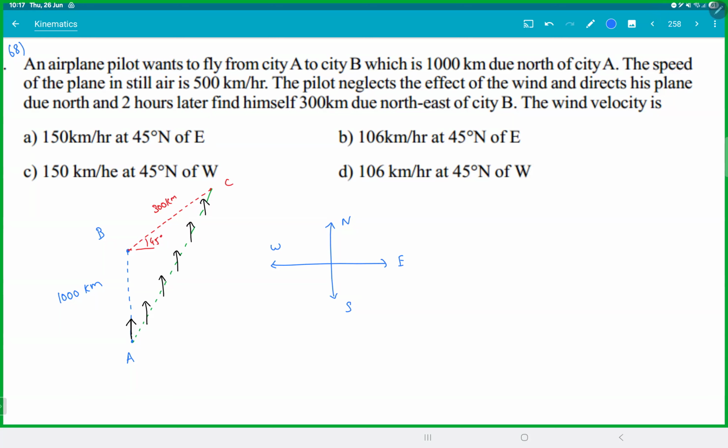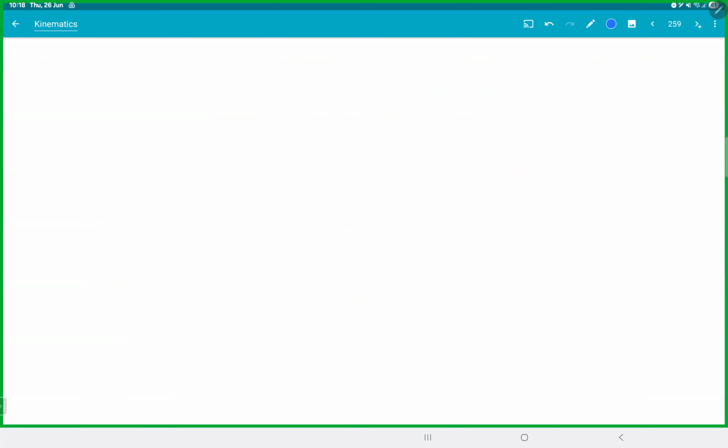So what is happening here? Most of you are getting it. Okay, listen, see. The problem, we don't know how the wind is blowing. So this is one scenario. Whenever you don't know how the wind is blowing, you take two directions. So this is A, this is B, this is C. This is your 1,000 kilometers. This is your 300 kilometers, and this angle is 45 degrees. Since we don't know how the wind is blowing, let the wind velocity be Vx and Vy. So always take two components.